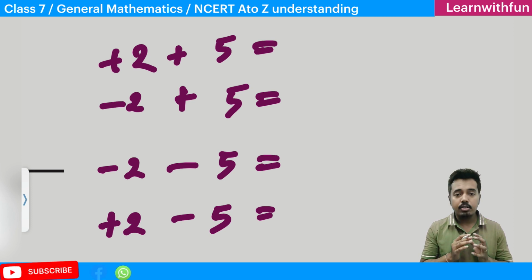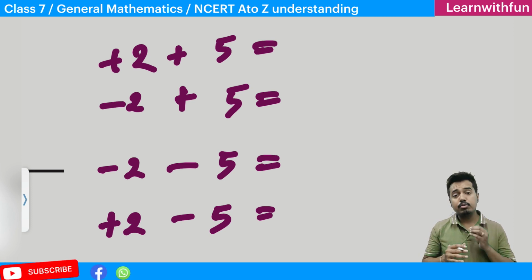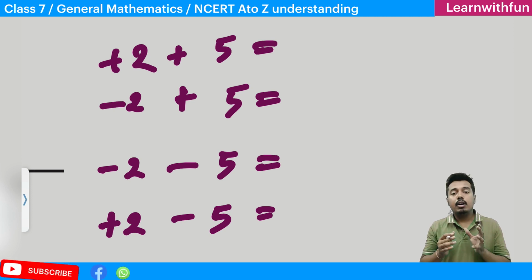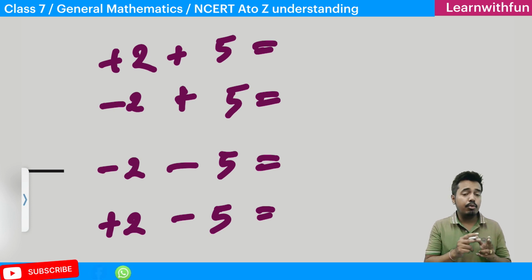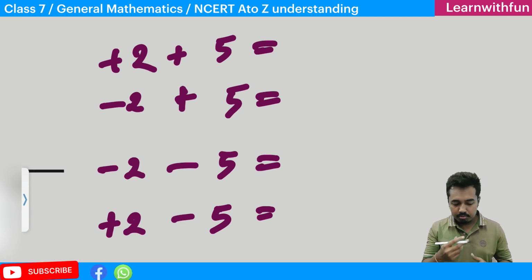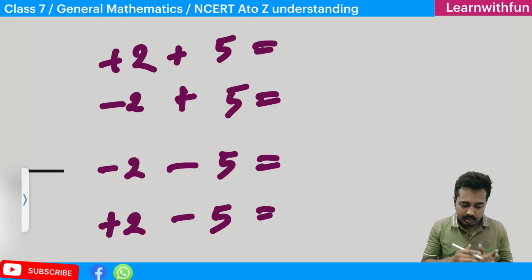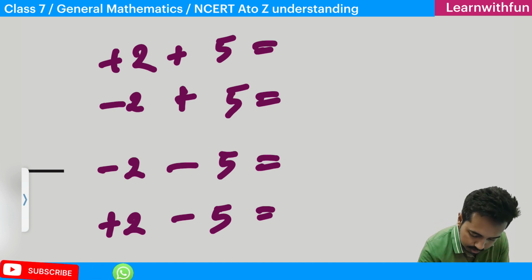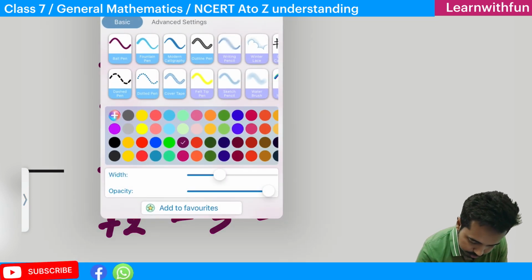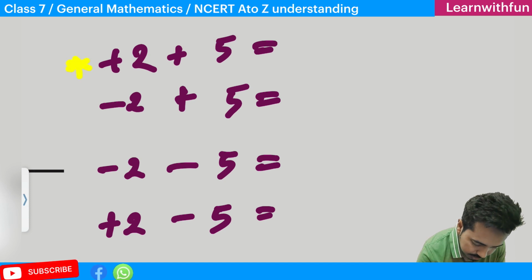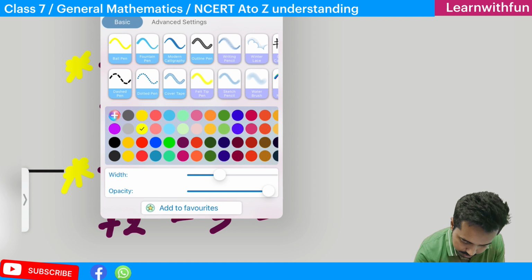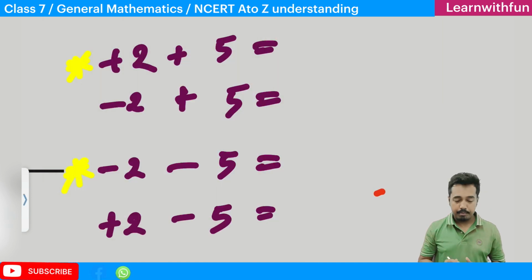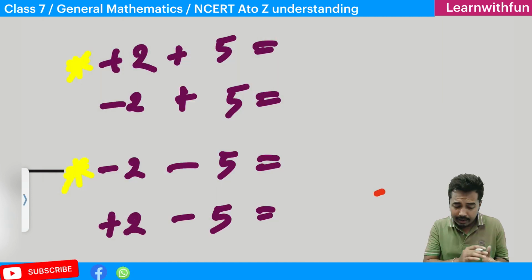Try to remember this, and you will have to remember this every single moment. When there are the same signs before two numbers, then we will have to add those numbers. In the first case and in the third case, I will mark here with yellow sign, you can see that the signs before the numbers are the same. So you will have to add those numbers.